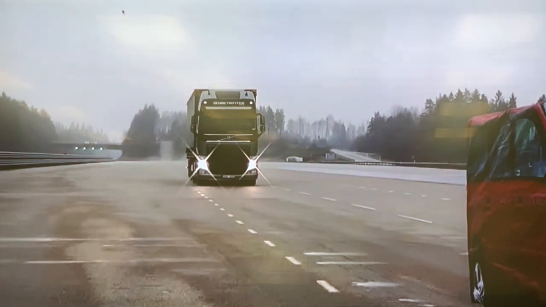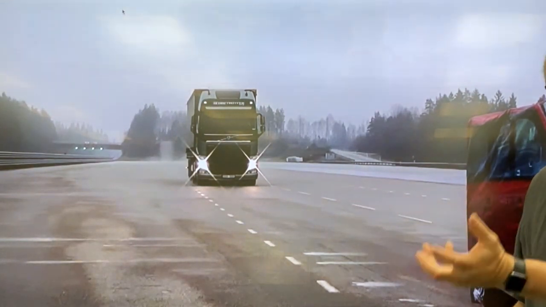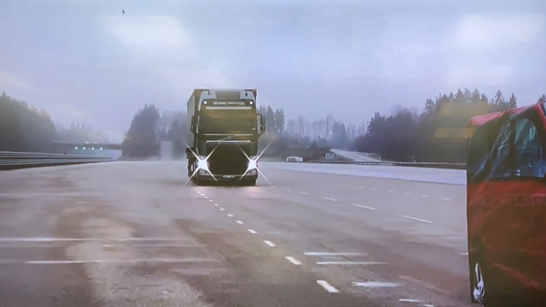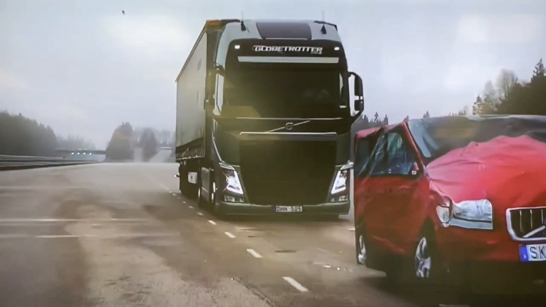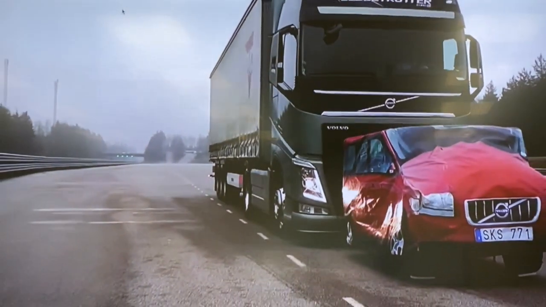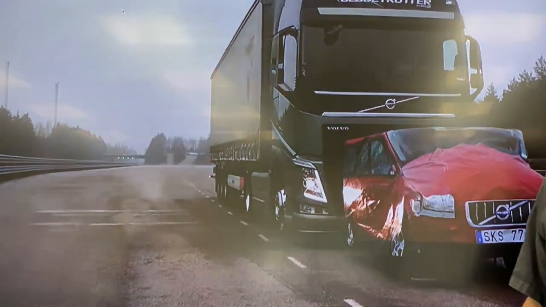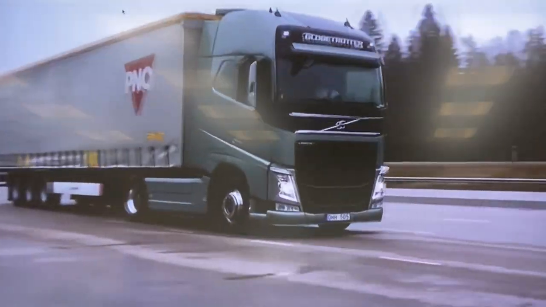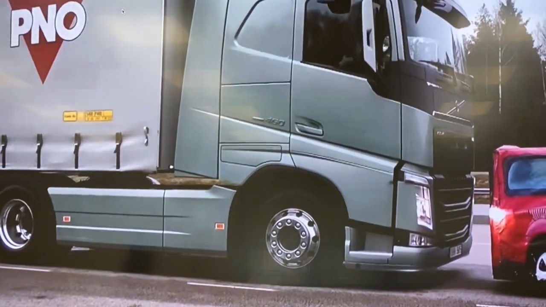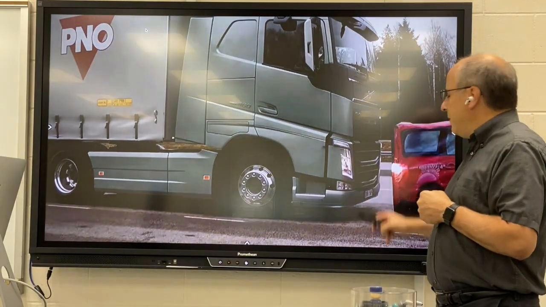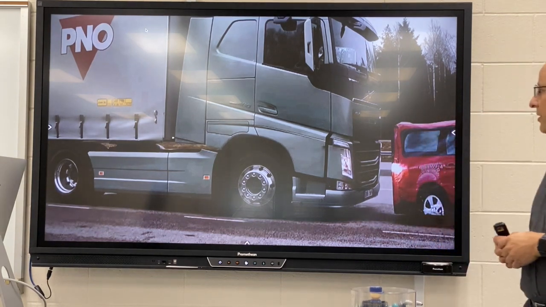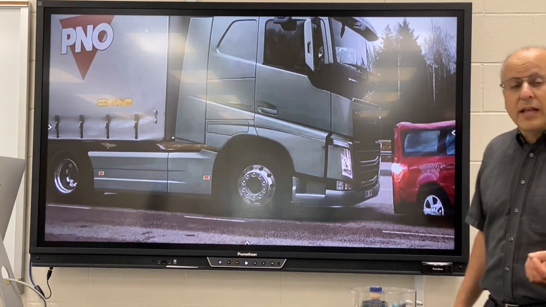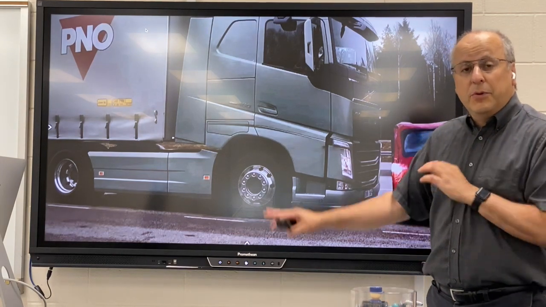Here's another example of acceleration. This time, instead of getting faster, this object's going to get slower. So this is a test of the braking system on this truck. And you can see it was able to slow down really quickly, missing the fake car, the test car, by just a few centimeters. So again, this would be a negative acceleration because it is slowing down, moving to the right.